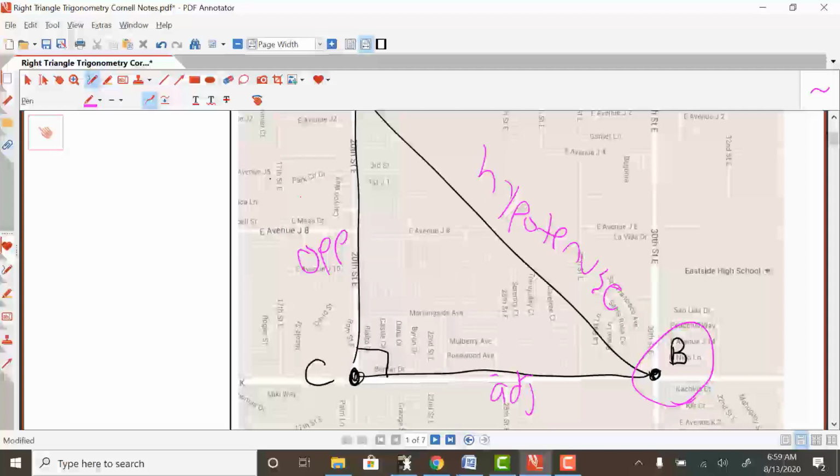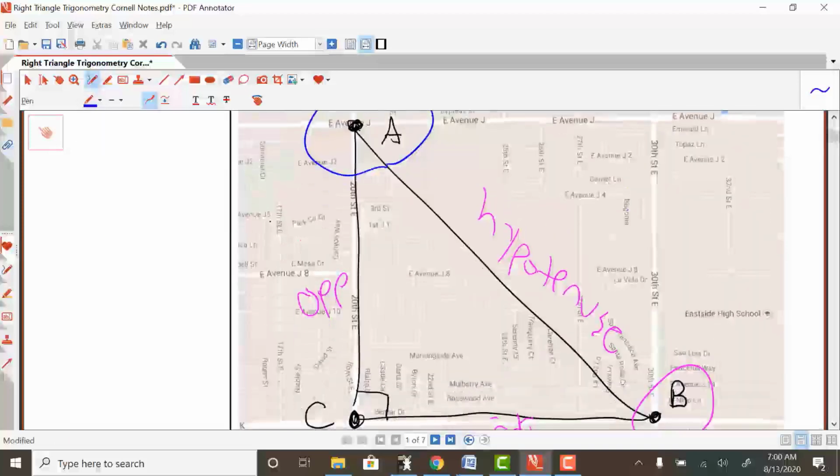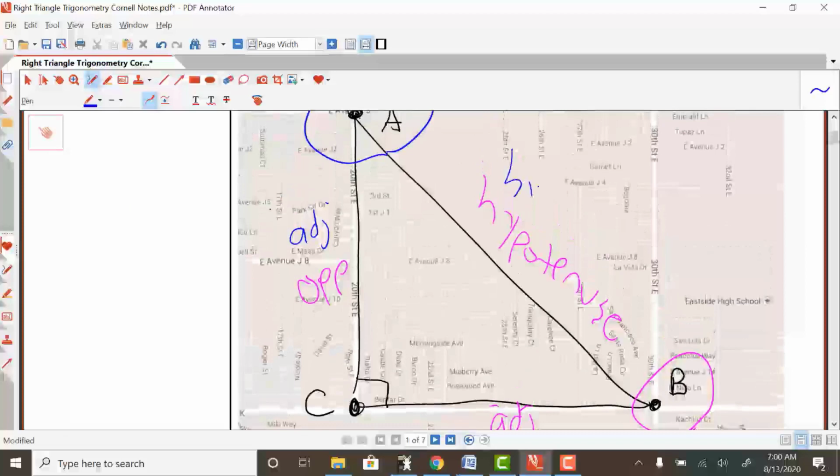If I instead picked angle A, then this would be my adjacent, this would be my opposite, and guess what? This is still my hypotenuse. So when it comes to right triangle trigonometry, we only pick either corner A or corner B. We never pick corner C to go ahead and set up ratios.